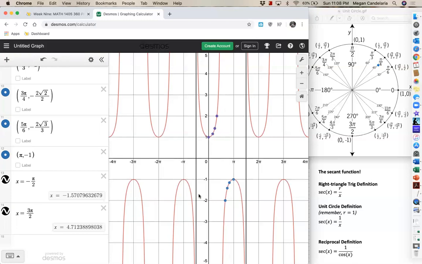Now again, like our tangent and cotangent function, we're not going to worry about amplitude with these. We are going to worry about period. The other kind of cool thing to look at, I'm going to turn off some of our points here and just keep the secant function.